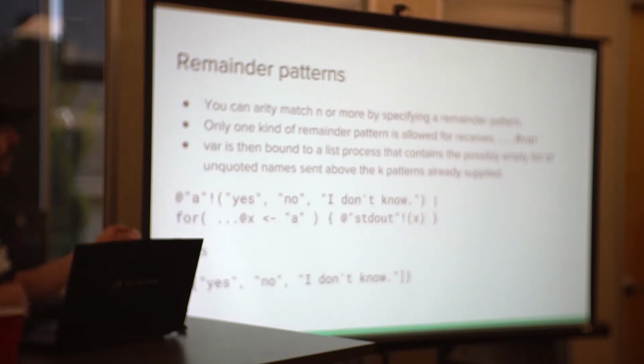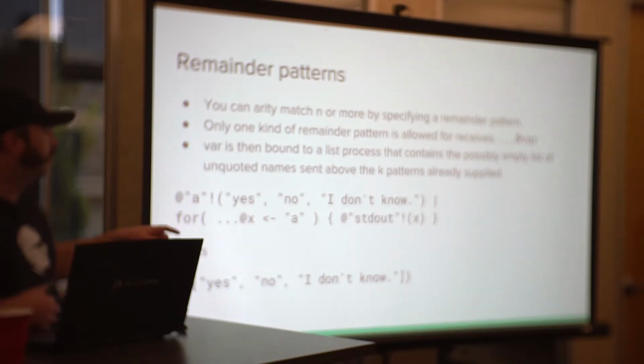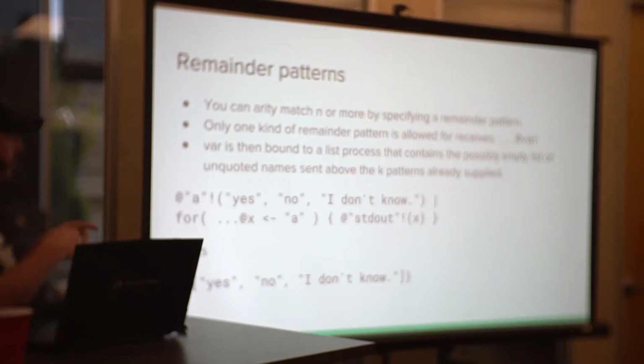You can also do ... at underscore, which is a wildcard, and we'll just throw away the remainder. So underscore is like a variable, but it doesn't bind. There's some subtleties in the matcher, but I can get to that at the end. For now, underscore just acts like a variable, but it doesn't act like a binder. So then the variable is bound to a list, which is the square brackets that we saw earlier. The list could possibly be empty. And it's whatever's sent above the things already supplied.